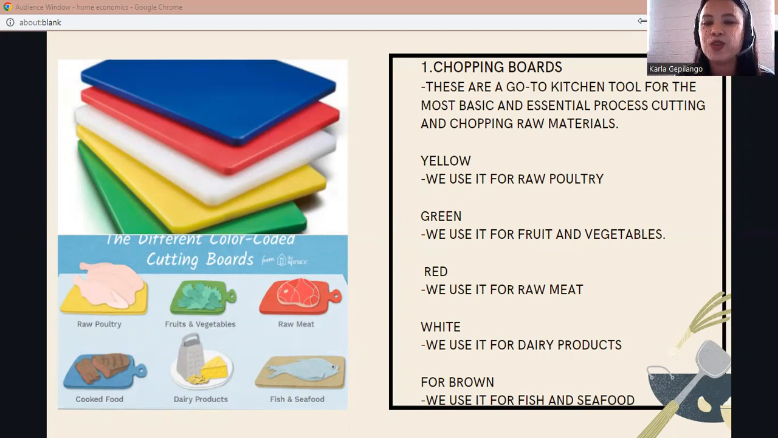So these are the different chopping boards that we have. And using different colors of chopping boards in commercial cooking is really important because it's for sanitation and for safe handling of food. So that's the purpose of chopping boards.